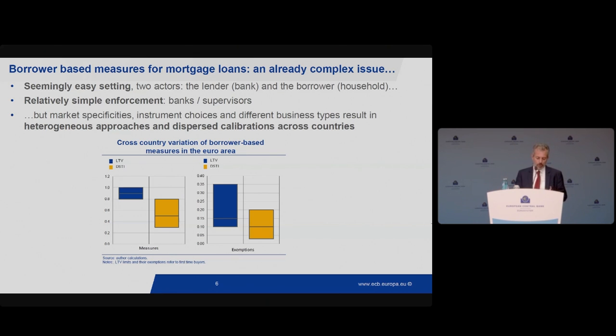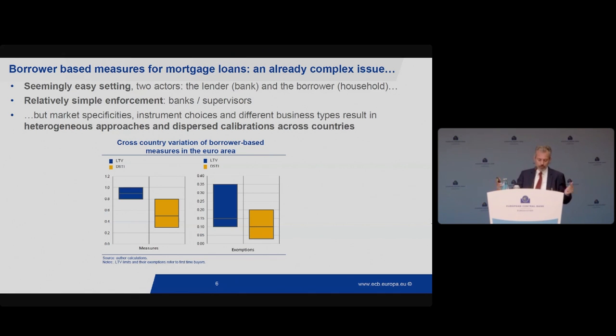I would say that borrower-based measures for mortgage loans are already a bit of a headache for policymakers. Forget about the political implications, but of course, it seems an easy setting. You just have two players, the lender, which is the bank, and the borrower, that is normally the household. There is a relatively simple enforcement. The banks and the supervisors take care, but we have country specificities.